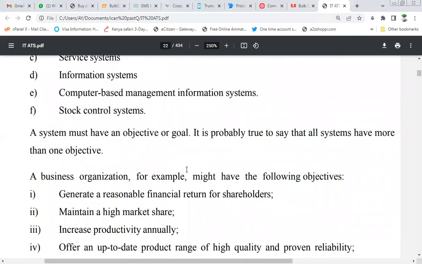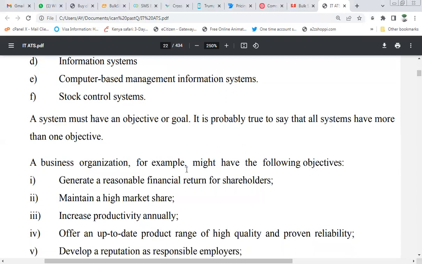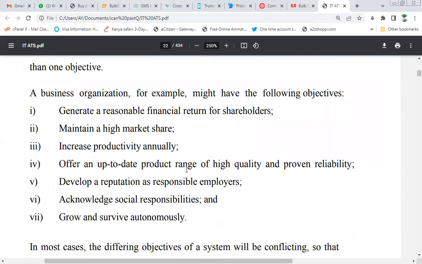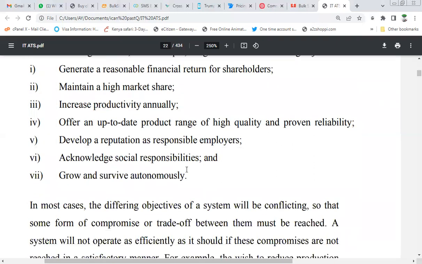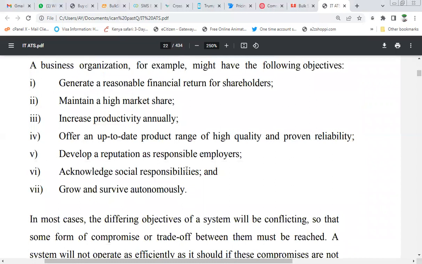A system must have an objective or a goal. It is probably true to say that all systems have more than one objective. So a business organization, for example, might have the following objectives: generate a reasonable financial return for shareholders, of course, maintain a high market share, yes, dominating the market, increase productivity annually, offer an up-to-date product range of high quality or proven reliability. So you can read through the remaining ones.